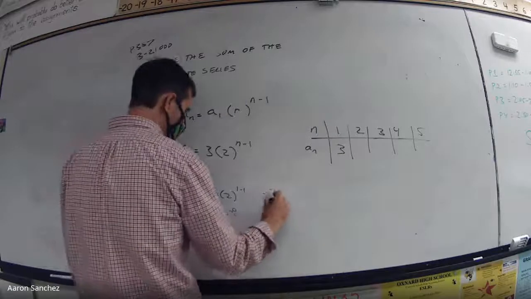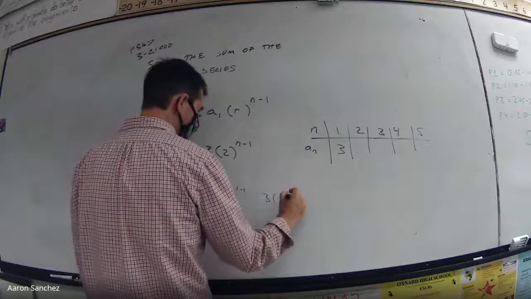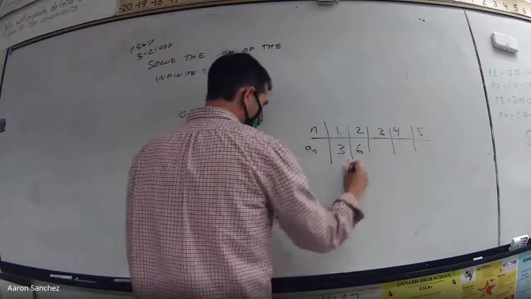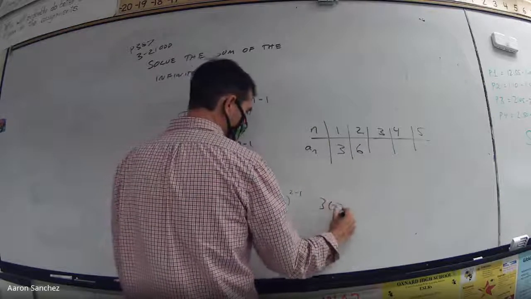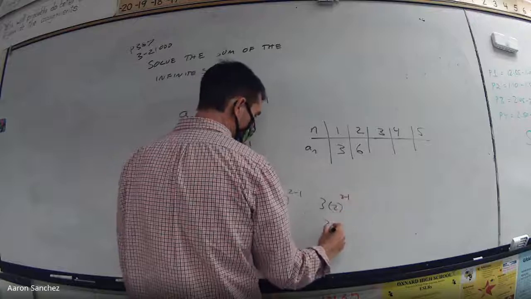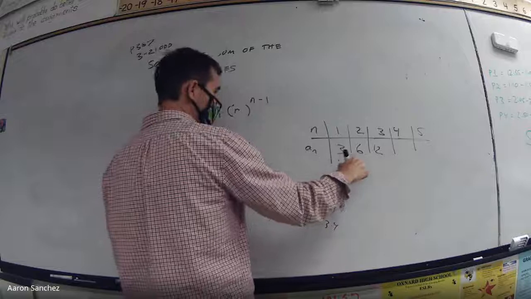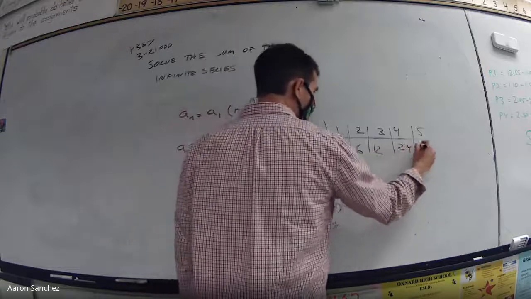Then we have 3 times 2 to the 2 minus 1, which is 3 times 2, which is 6. And then 3 times 2 to the 3 minus 1, which is 3 times 4, which is 12. And you can see these are all doubling. This will be 24. This will be 48.